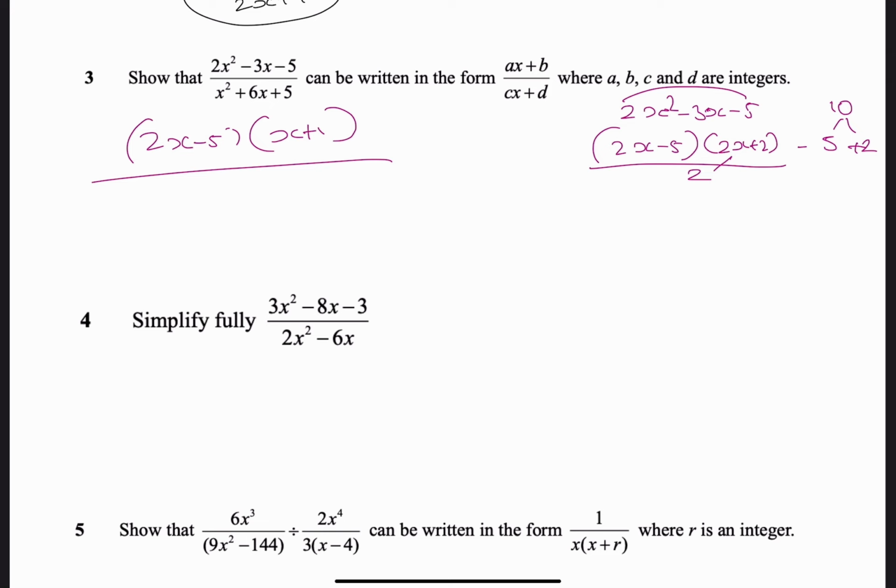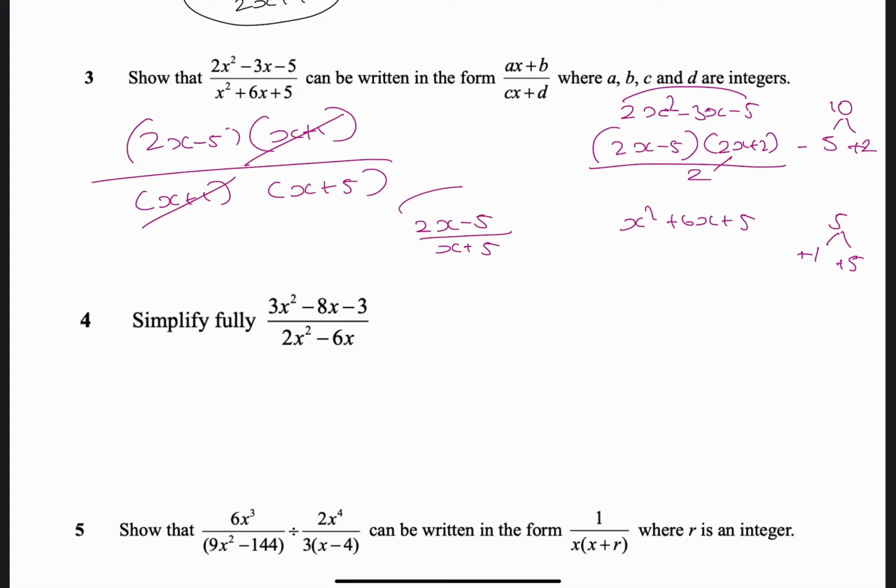The next bit is what? x squared plus 6x plus 5. Factors of 5 that make 6: it's 1 and 5. It's plus and plus. So what is it then? x plus 1, x plus 5 then, yeah? x plus 1 cancel. So what do you end up with? 2x minus 5 over x plus 5 then. That's your final answer.